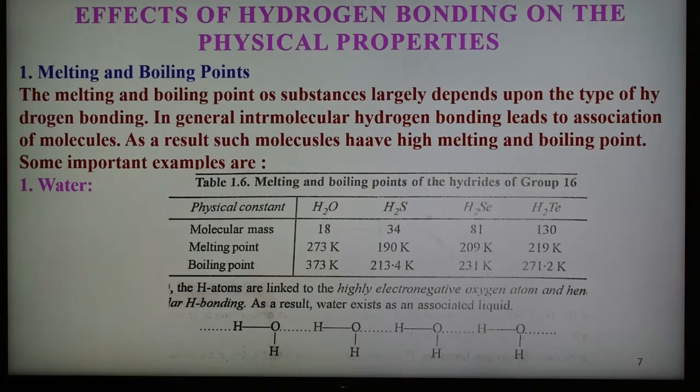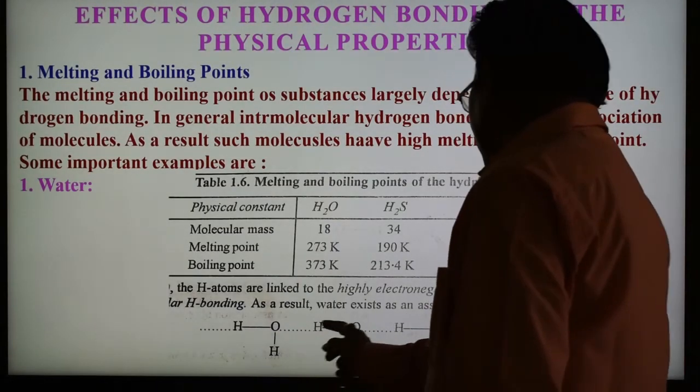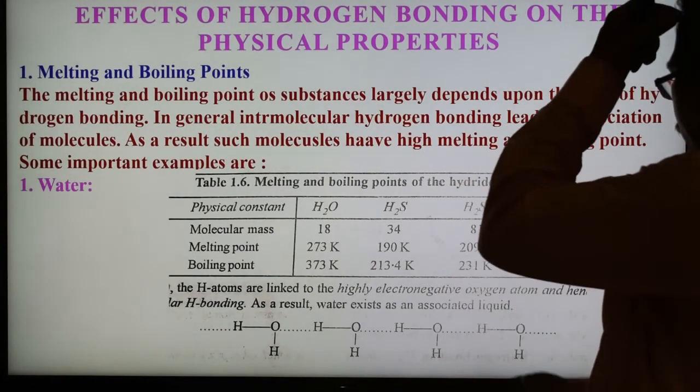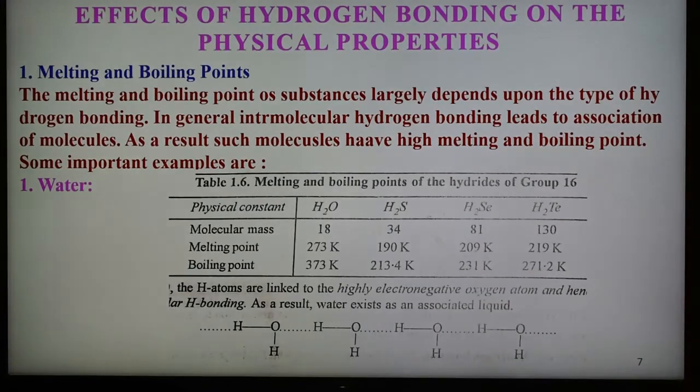So we can explain this on the basis of hydrogen bonding. As we know, in water, hydrogen atoms are linked to the highly electronegative oxygen atom and hence undergo intermolecular hydrogen bonding, and this intermolecular hydrogen bonding is shown here in this way. This is H2O, another H2O, so they undergo hydrogen bonding and exist as an associated liquid.